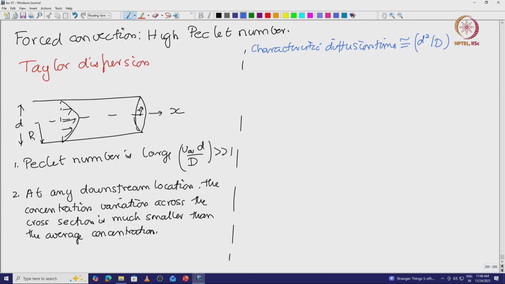What is the characteristic length over which diffusion is taking place? I will call this the diffusion time, which is equal to d square by the diffusion coefficient. The downstream length travelled is going to be equal to the average velocity times the characteristic time. The length travelled from the start in this characteristic time taken for diffusion across the cross section is V average t d, which is equal to V average d square by D. That is going to be the length travelled.